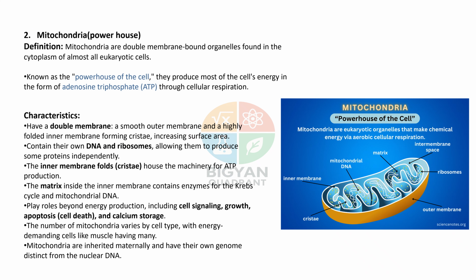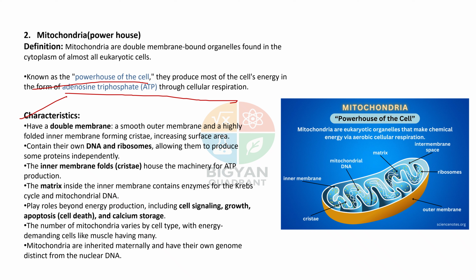Now, mitochondria. The mitochondria is also like a nucleus, bounded by two membranes, or a double membrane, and found in the cytoplasm of almost all eukaryotic cells. It is also known as the powerhouse of the cell, and it produces ATP, or adenosine triphosphate, through cellular respiration. Now, what are the characteristics of the mitochondria?